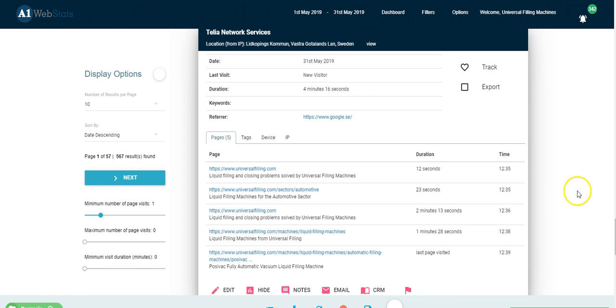Let's take this one as an example. We know they're from Sweden, we know they did a Google search and they landed on the home page, and they got as far as the sectors page. So we'll have a look at that page.